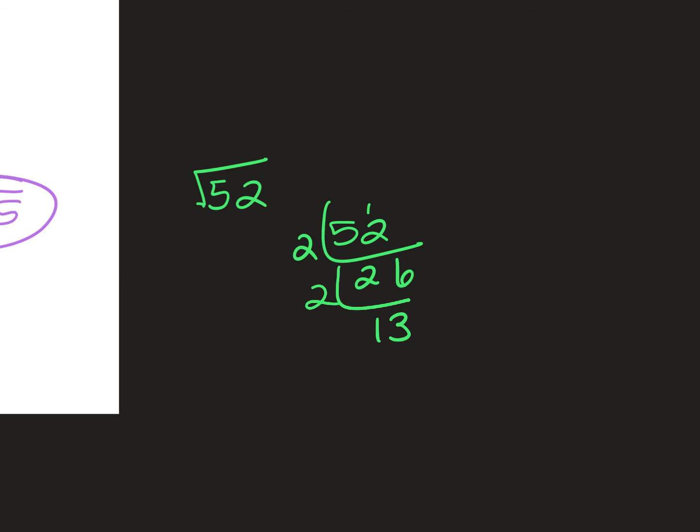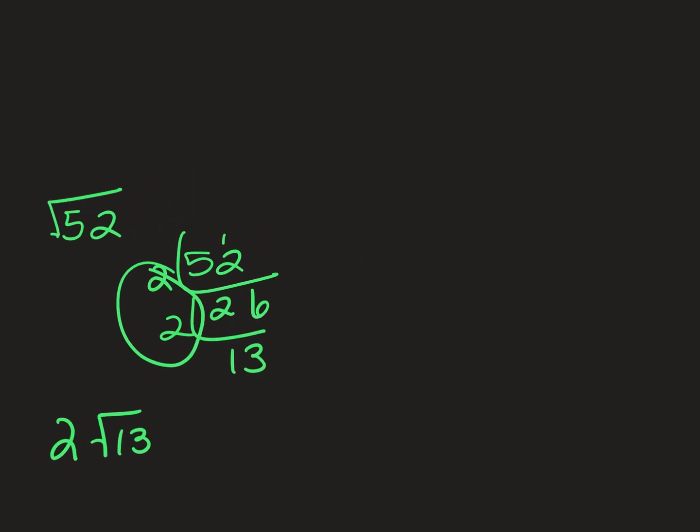13. Can I break 13 down anymore? No. So what would my radical look like when I simplify this? How many pairs of 2 can I pull out? 1 pair, so that goes on the outside, and then 13 stays on the inside. All right, what if I had 72?